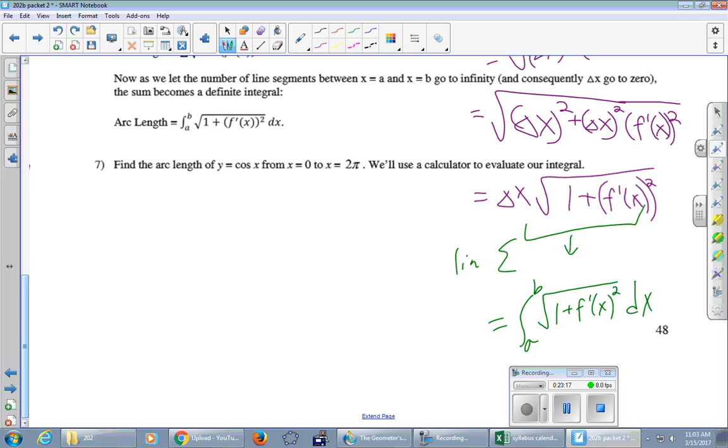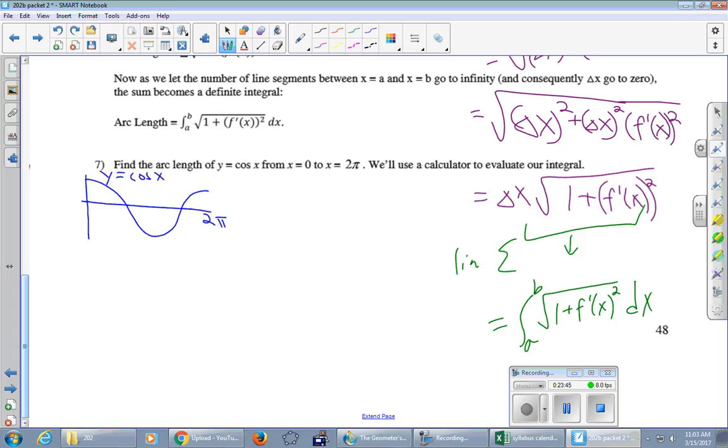Okay, so let's actually just see how to use it. Number 7 says find the arc length of y equals cosine of x from x equals 0 to x equals 2 pi. I'm going to draw a picture, but you do not have to have a picture for any of these kinds of problems. So there is 0 to 2 pi on cosine. What I'm interested in is knowing the arc length, the length of that thing, okay?